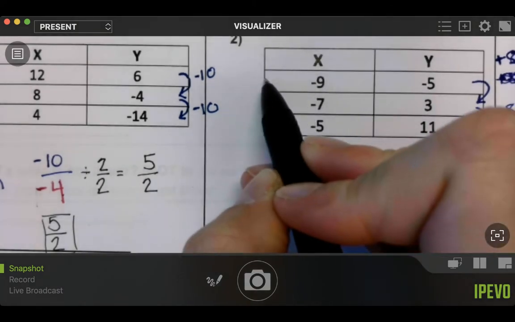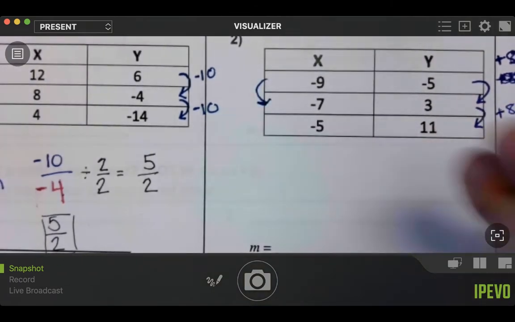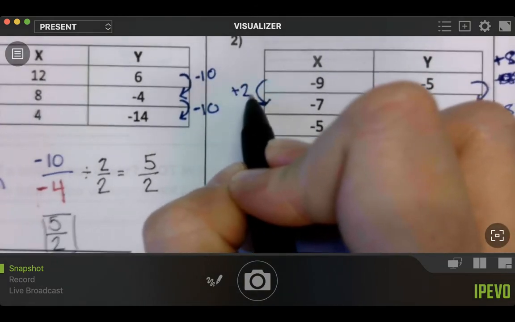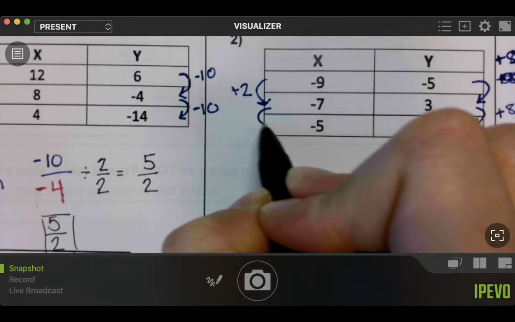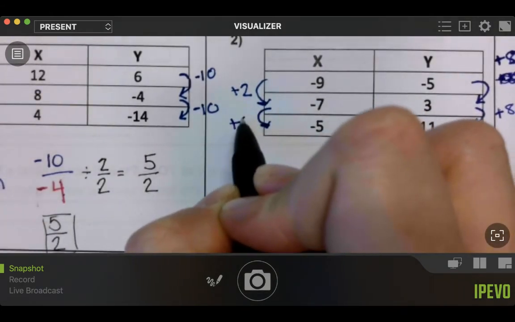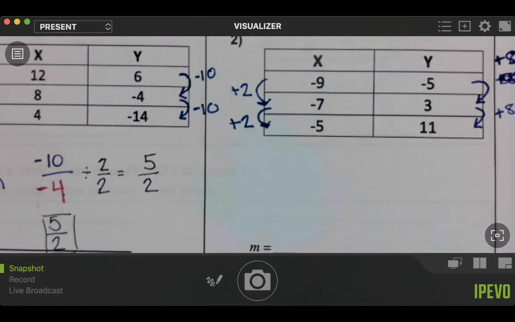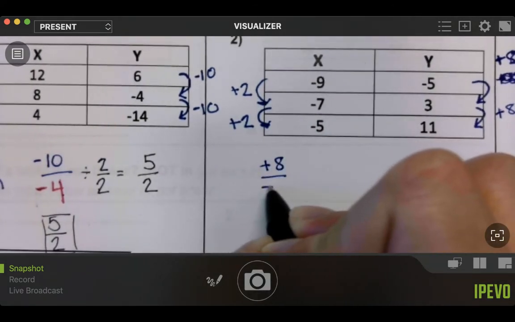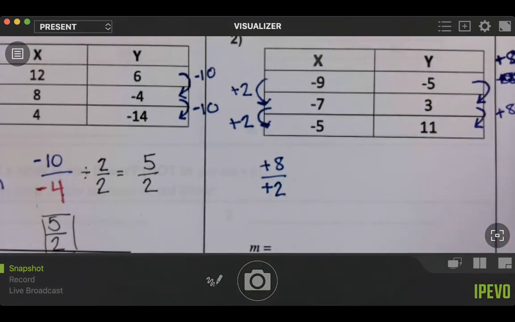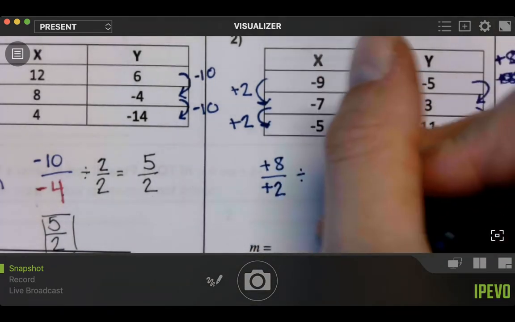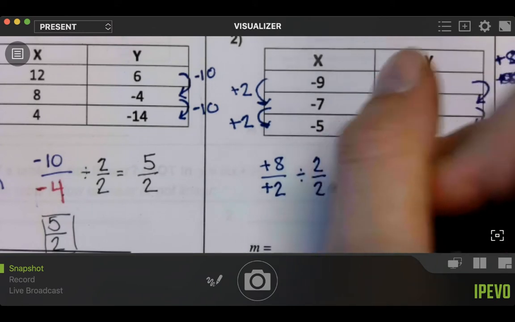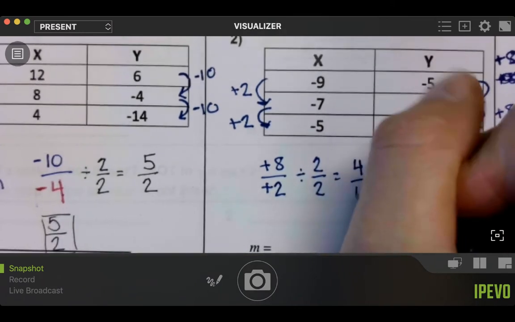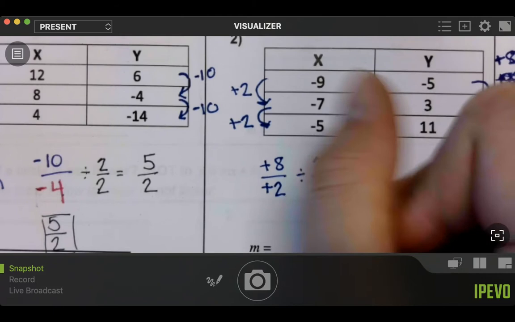Then from here, I'm starting at -9. I'm ending at -7. So I'm adding 2. From -7 to -5, well, I'm adding another 2. So then again, we have +8 over +2. What can I divide both of those by? 2. And that gives me +4 on top, 1 on the bottom, so I could just write that as 4.